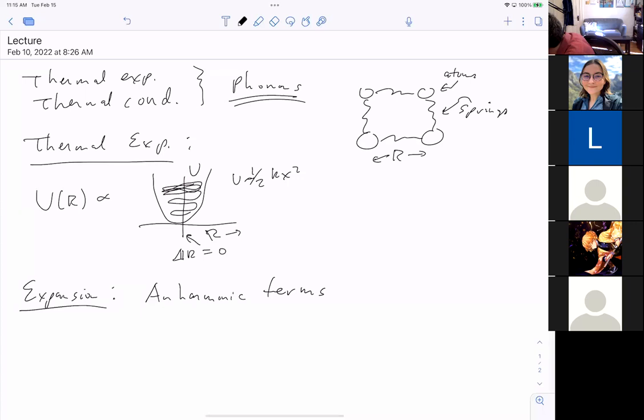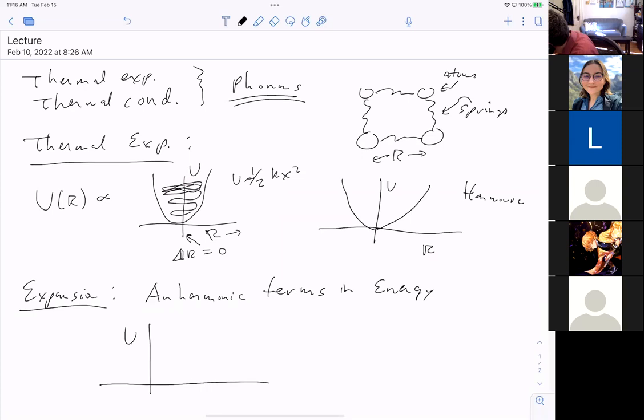Because the point is that if I have an atom and I look at the energy U as a function of separation, it doesn't look like that. That's harmonic. And we know that instead, what it looks like is this. Remember this? This is like the Lennard-Jones. So the Lennard-Jones does not equal a parabola. And this is the energy of separation between atoms as they move.